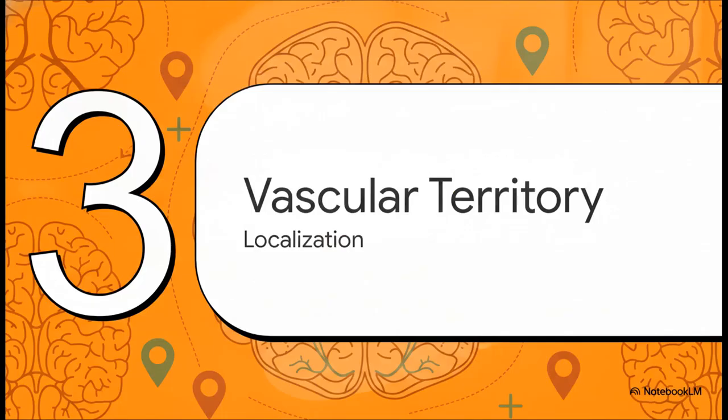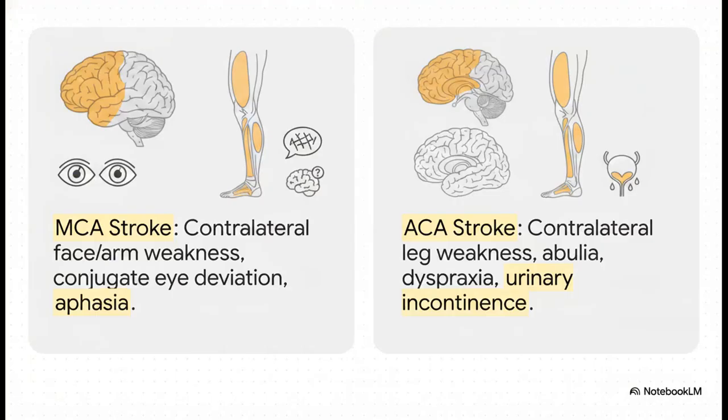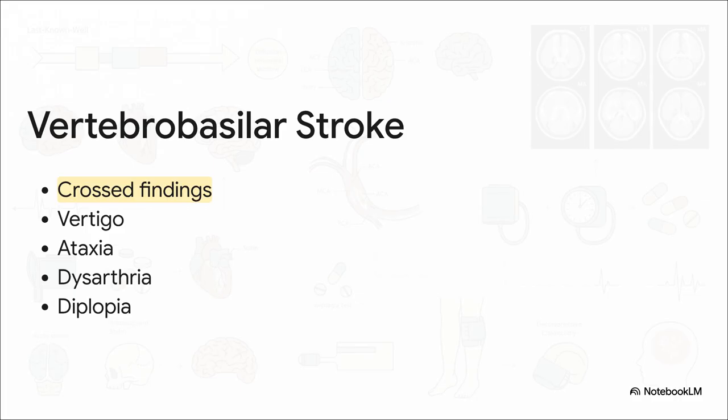Okay, part 3, vascular territory localization. Localizing the lesion tells us what clinical deficits to expect. A middle cerebral artery or MCA occlusion is going to affect the contralateral face and arm way more than the leg. You'll see conjugate eye deviation toward the lesion, hemianopia, and often aphasia if it's the dominant hemisphere, or hemineglect if it's non-dominant. Now compare that to an anterior cerebral artery or ACA occlusion. That one emphasizes contralateral leg weakness over the arm, and you'll see things like abulia, dyspraxia, emotional changes, and urinary incontinence.